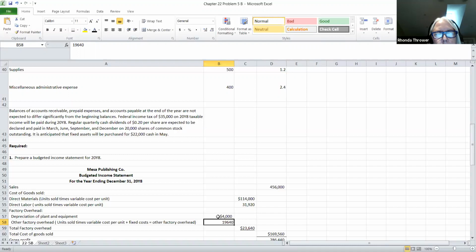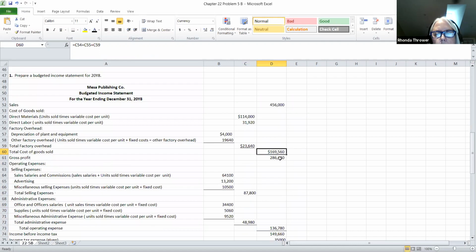You're going to add your depreciation of your plant and equipment plus your other factory overhead together to get the total factory overhead cost. Once you know what the total factory overhead is, you can add it back to the direct labor and the direct materials, and that will give you your cost of goods sold. The cost of goods sold would be deducted from the sales, and that will give you your gross profit.